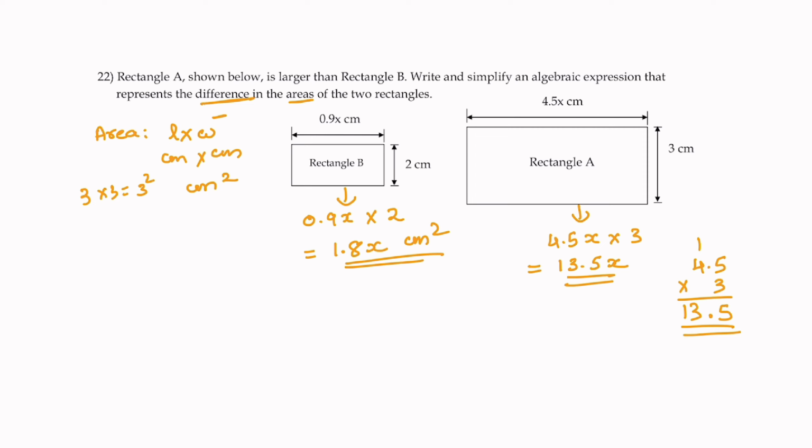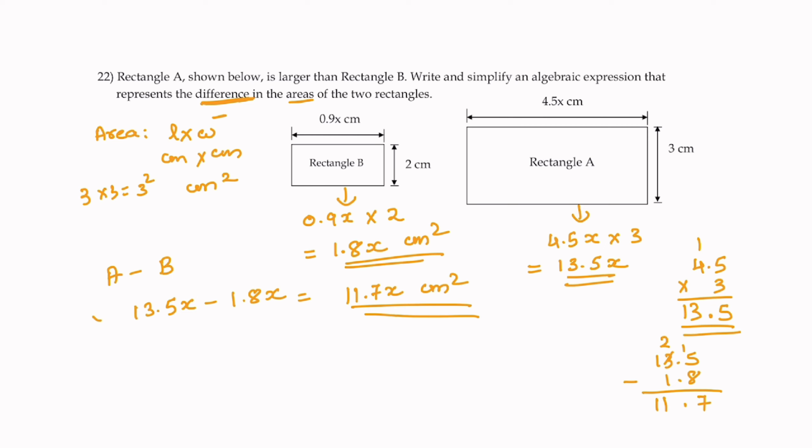Now we have to write an algebraic expression that represents the difference. We'll do larger minus smaller. So rectangle A minus rectangle B, which is 13.5x minus 1.8x. And that is how much? We can solve it here. 13.5 minus 1.8. 8 cannot be taken out from 5, so we take a carry. That is 15 minus 8 is 7, 12 minus 1 is 11. So the answer is 11.7x centimeter square. So that's your expression.